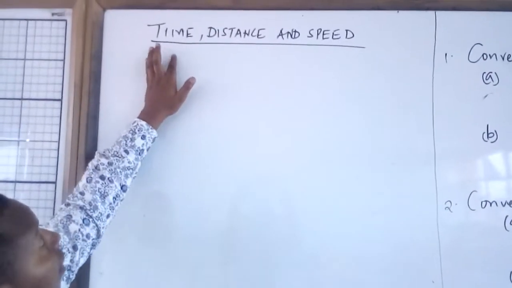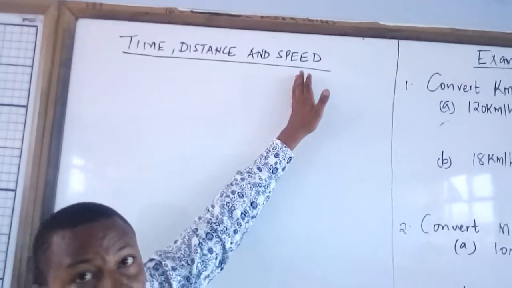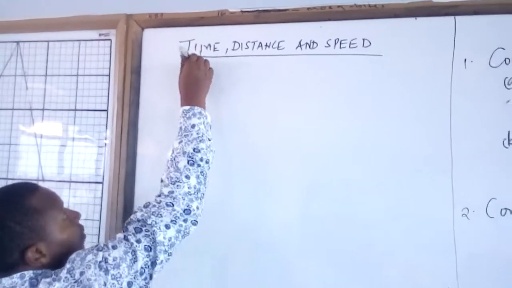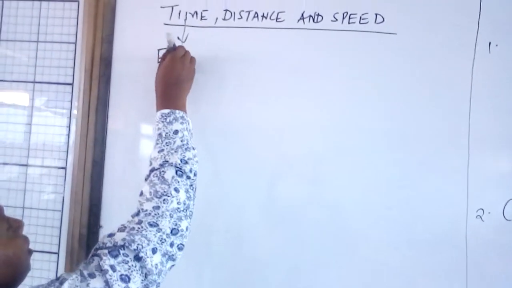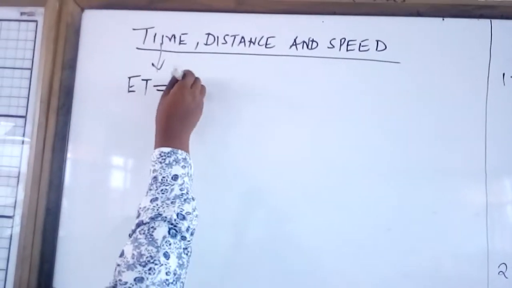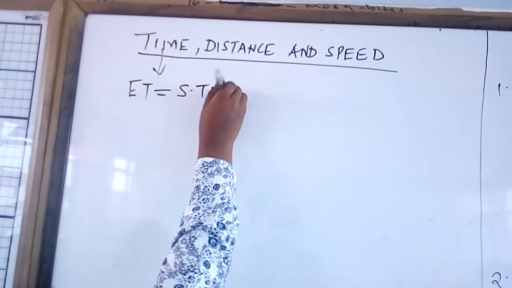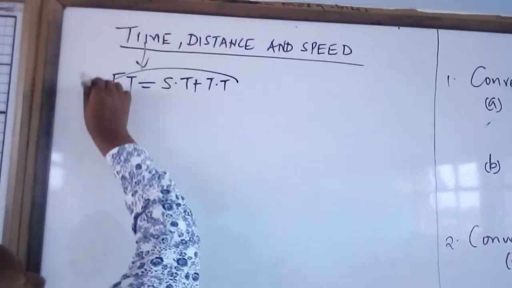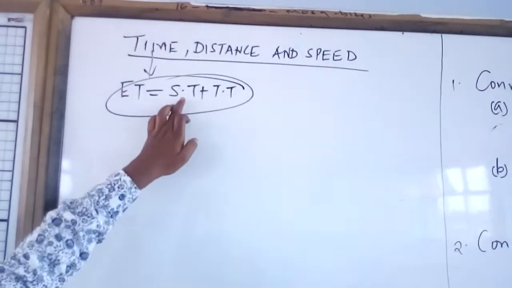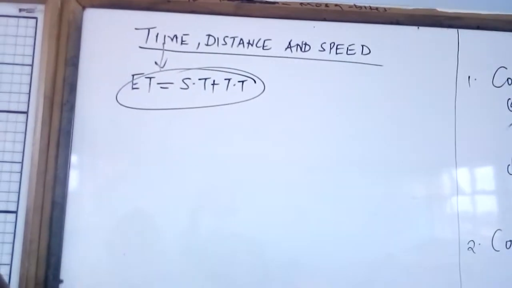Topic today is time, distance, and speed. As we have seen previously, if you want to get the ending time, it will be starting time plus time taken. Now, this one is going to apply when you're given the starting time and time taken.